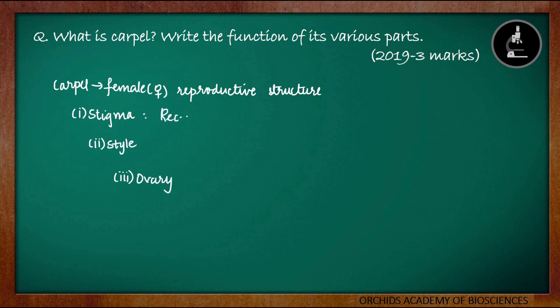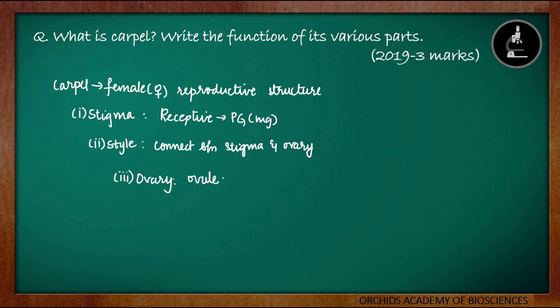Stigma is the receptive part which receives the pollen grains which contain the male gametes. The style is a connection between the stigma and the ovary, whereas ovary contains ovules, and this ovule has a structure called embryo sac. Inside this embryo sac there is the egg cell, and egg cell is the female gamete. So these are the major functions.